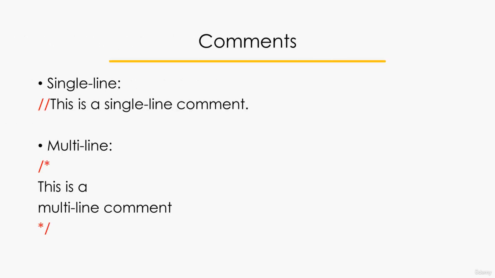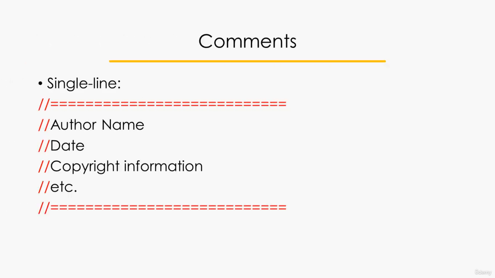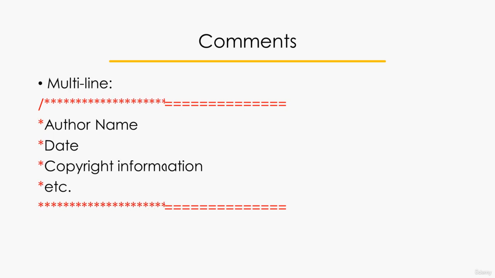Then you have single line comments like this, which will comment out the entire line, and multi-line comments. You often have comments like this at the top of the code file, where author information goes, so the author's name, the date, copyright information, and stuff like that. So you might see this when you work with other people's code.